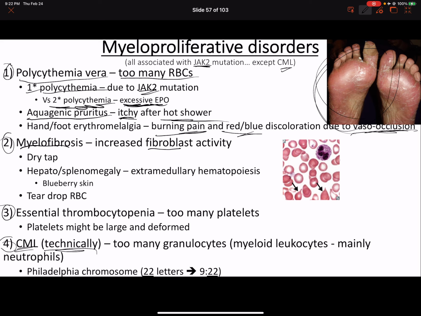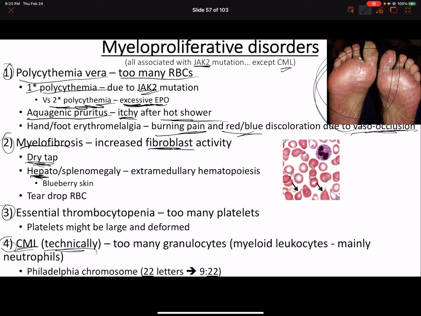Myelofibrosis, so we've increased fibroblast activity in the bone marrow, and if my fibroblasts are dividing too much, then it crowds out the bone marrow, and if I do a bone marrow biopsy or extraction, it's going to be a dry tap, meaning that you can't really pull cells out of the bone marrow like you normally would. The bone marrow is crowded out. You can't produce anything that you need.